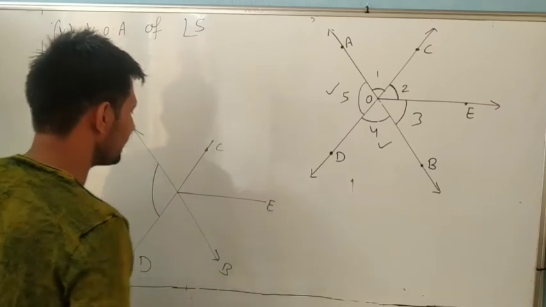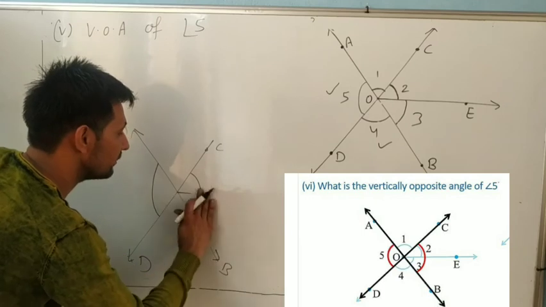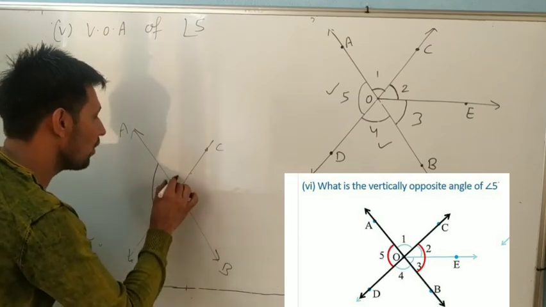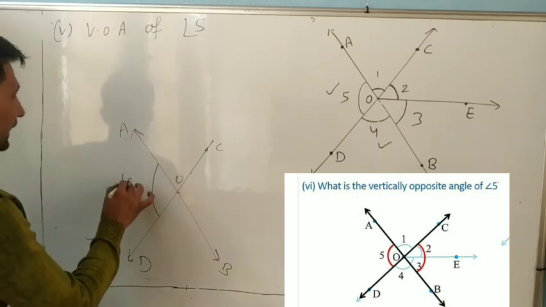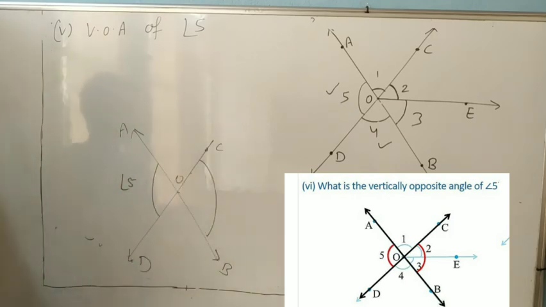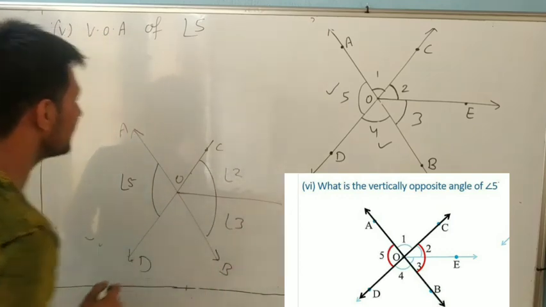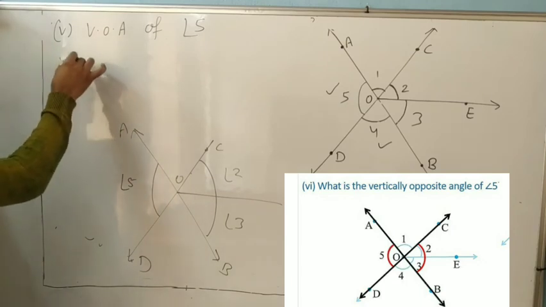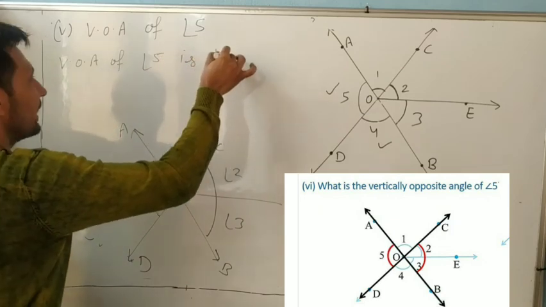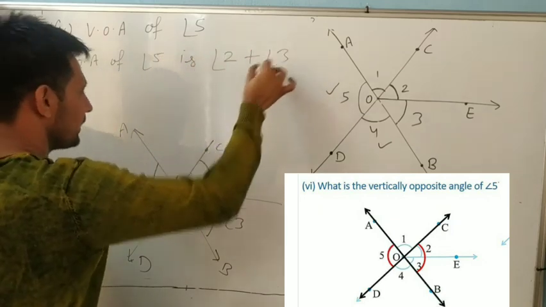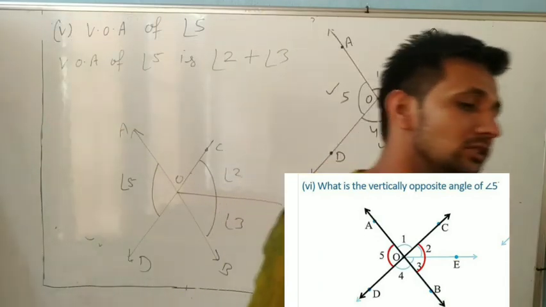But here one more line is given, E. Okay dear. So don't say, sir, this is vertical opposite to this one. No dear, because suppose this line OE is not given, then the vertical opposite angle of angle 5 is this angle. If it is angle 2 and it is angle 3, then the vertical opposite angle of 5 is angle 2 plus angle 3, not only angle 2. Okay dear, please note it down.